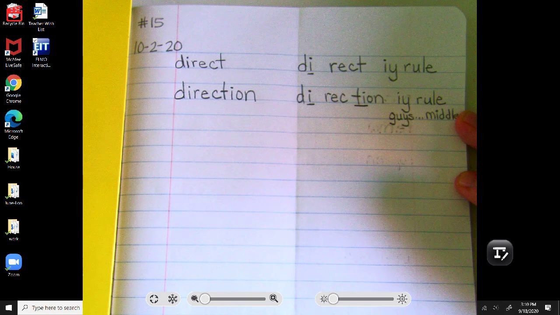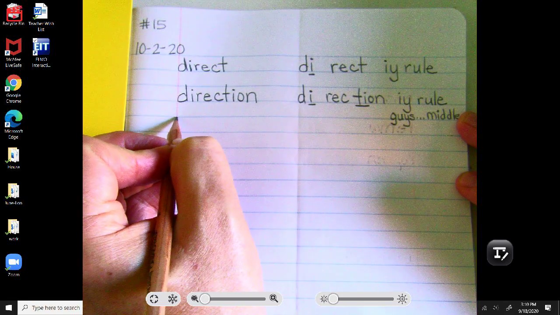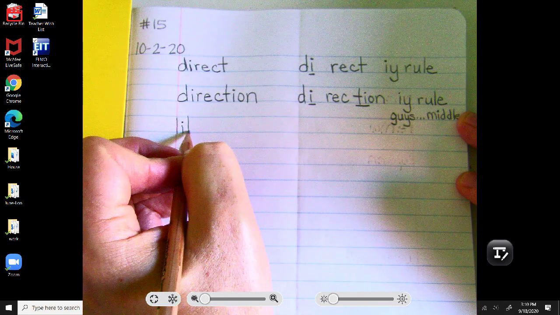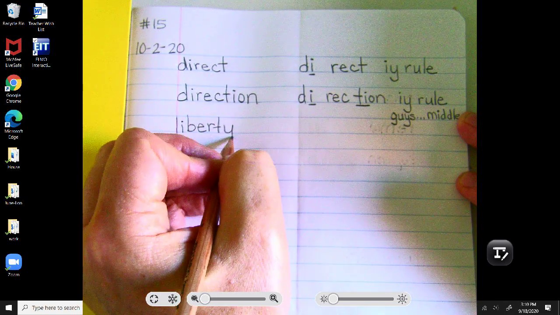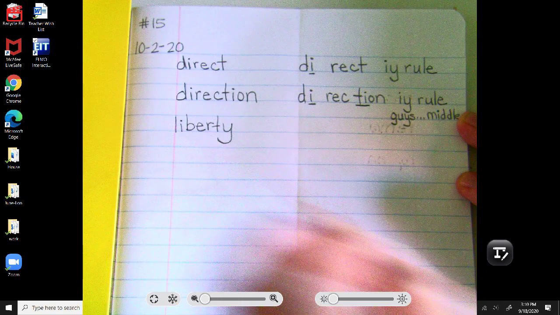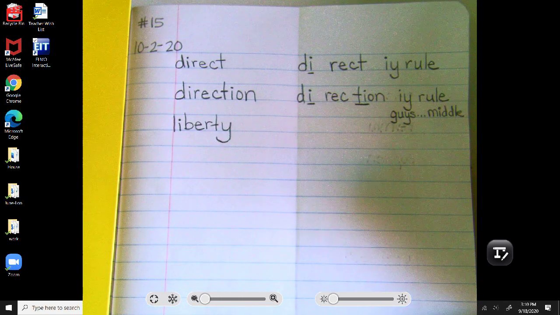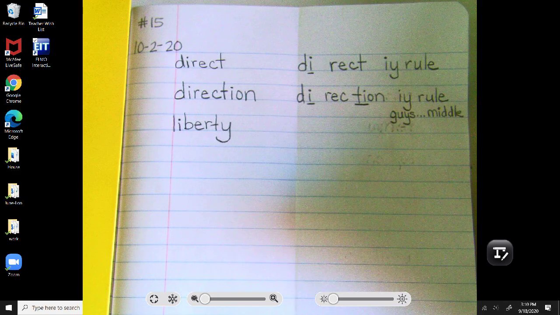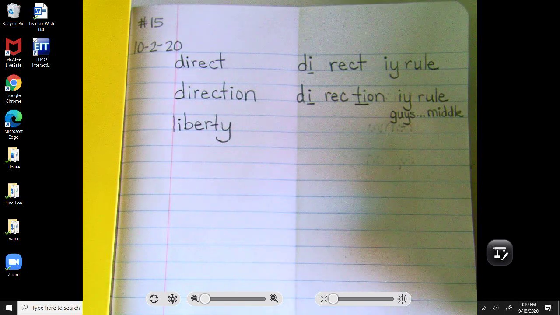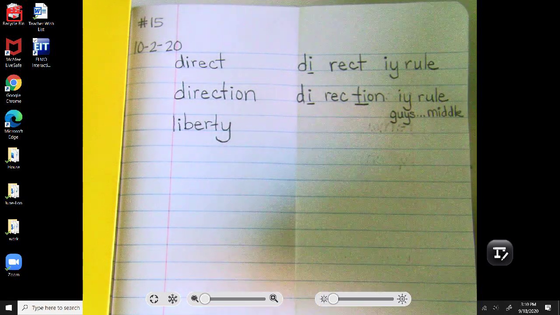All right, our next word, scholars, comfortably close to that red margin, is the word liberty. The Pledge of Allegiance ends with the words, and liberty and justice for all. Liberty, freedom, liberty. Pause and analyze the word liberty.